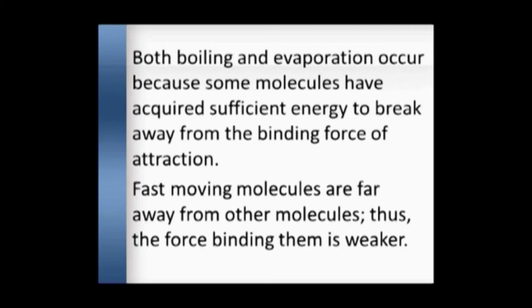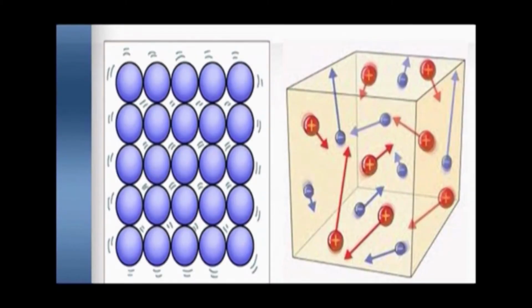Fast-moving molecules are far away from other molecules. Thus, the force binding them is weaker. To break the bond between two particles, one particle has to be moving fast enough to overcome the pull of the other until it gets so far away that the pull is diminished.